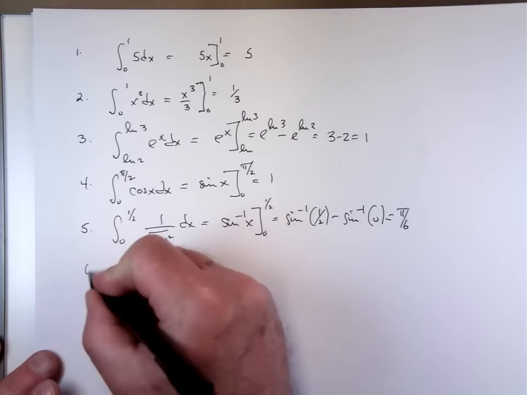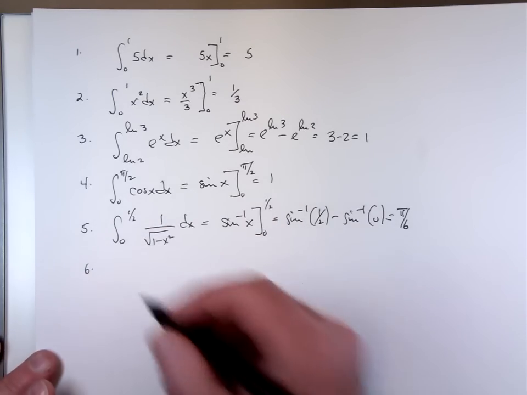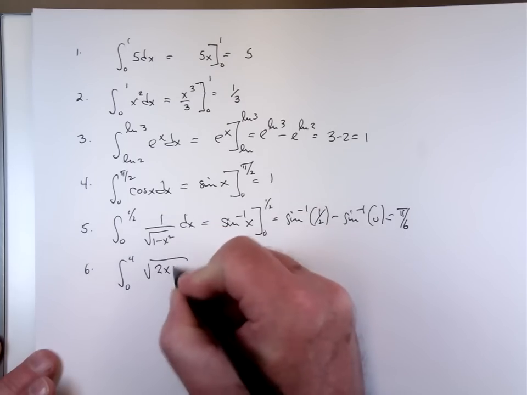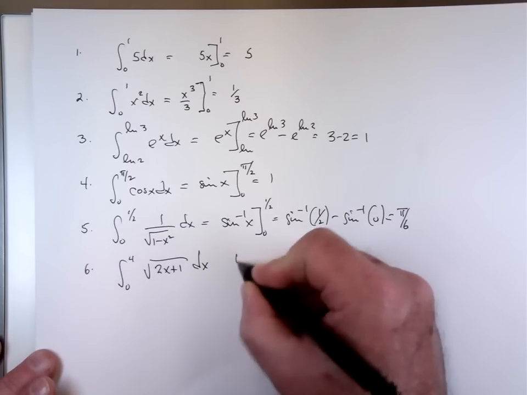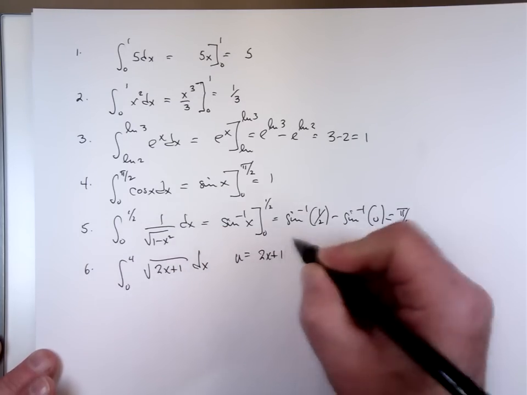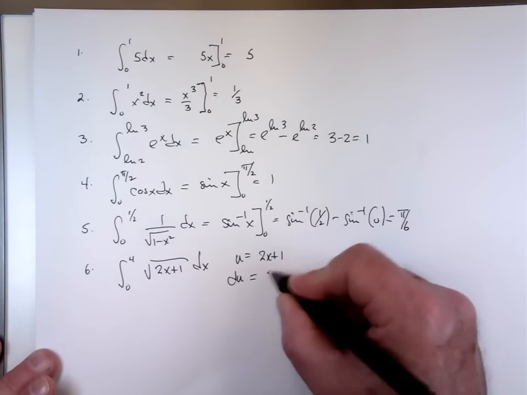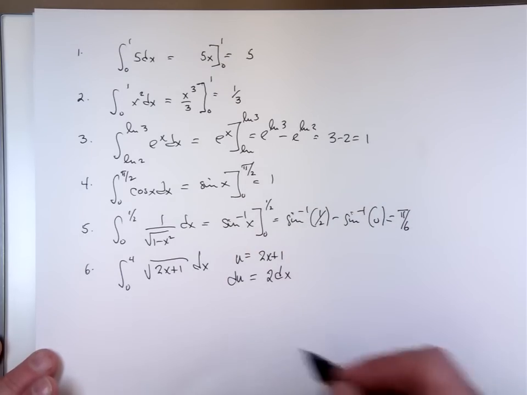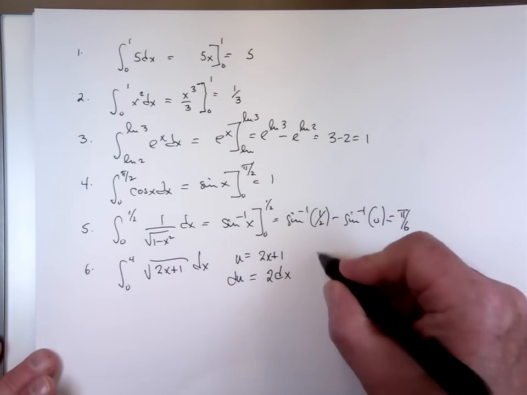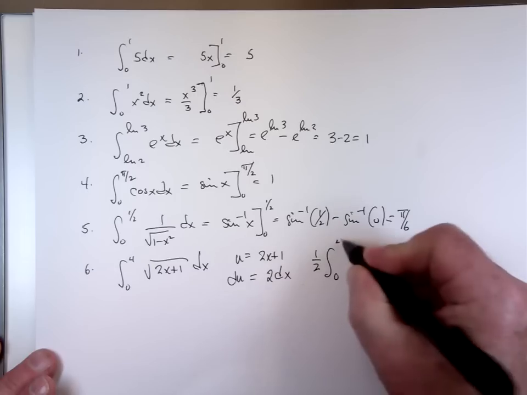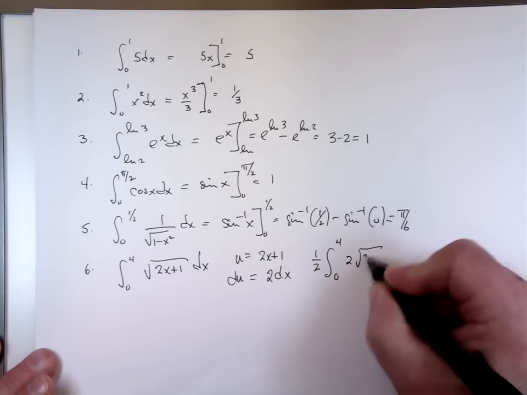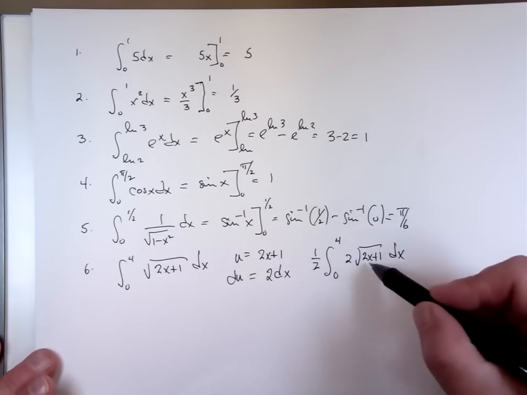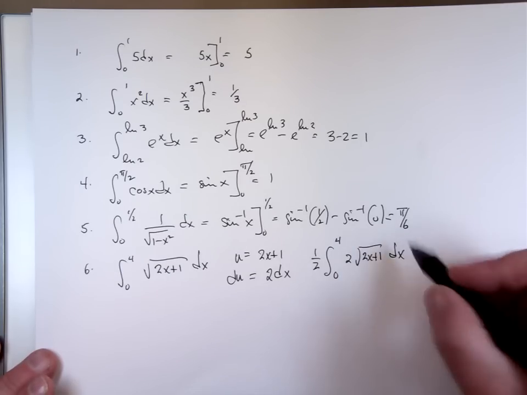Okay, number 6. The integral from 0 to 4, square root of 2x plus 1. This is a u to the n form, where u is 2x plus 1. du is 2dx. So what you're going to have to do to get it into the right form is multiply by 2 and by 1/2. By doing that, you have a u to the n du form.